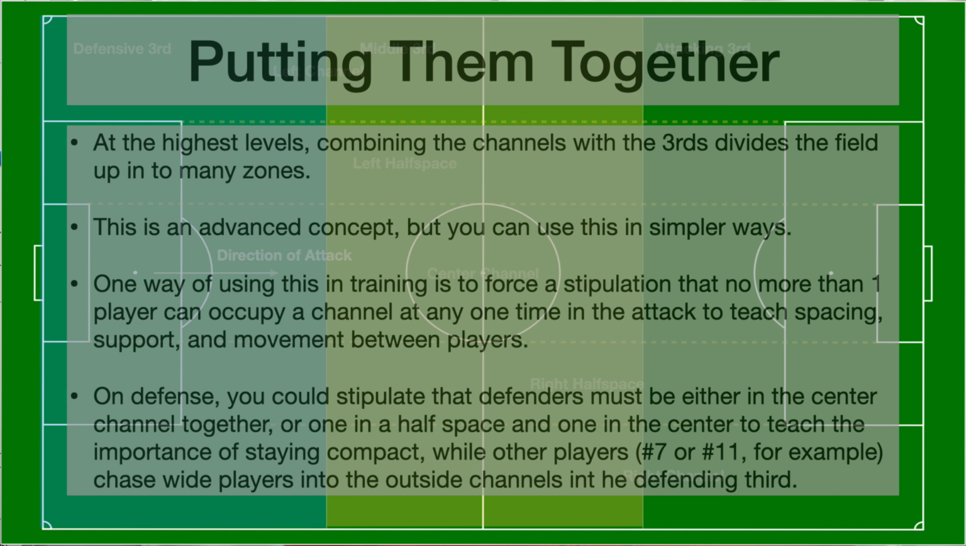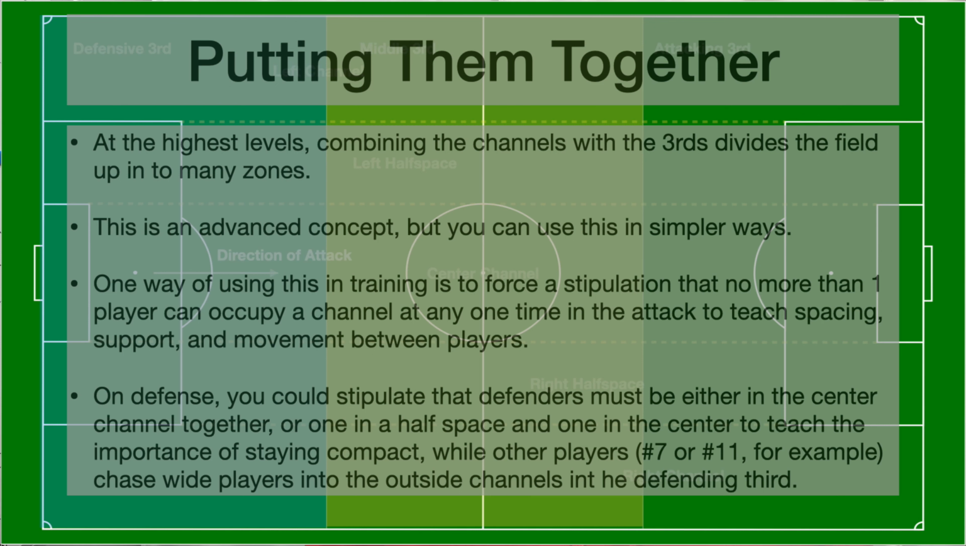So again, at the highest levels, combining those channels with the thirds divides the field up into many zones. It's advanced, but you can use this in simple ways to help your players understand where they should be as they go forward and backwards. What are their tendencies? How do they maintain their shape and change their shape as they go forward and backwards?